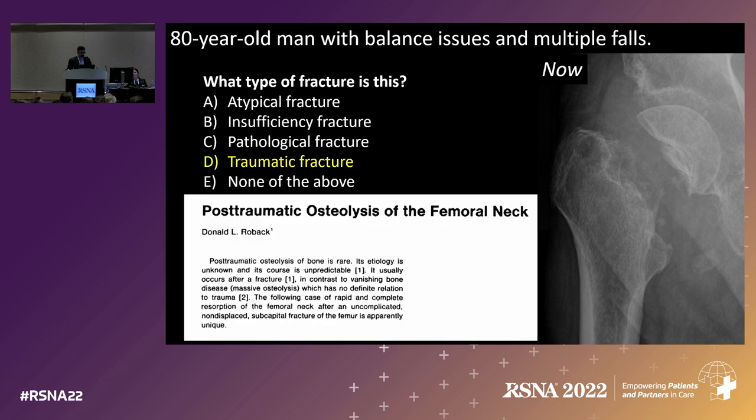So this was just a traumatic fracture, it's post-traumatic osteolysis of the femoral neck. Calling back to the first talk, we think it's some kind of neuropathic process where the patient just walks on this fracture without feeling pain and results in this osteolysis over time. But a little bit of a weird case for us.